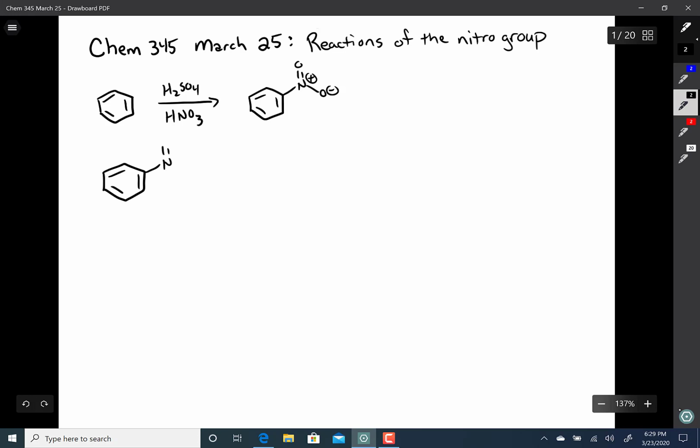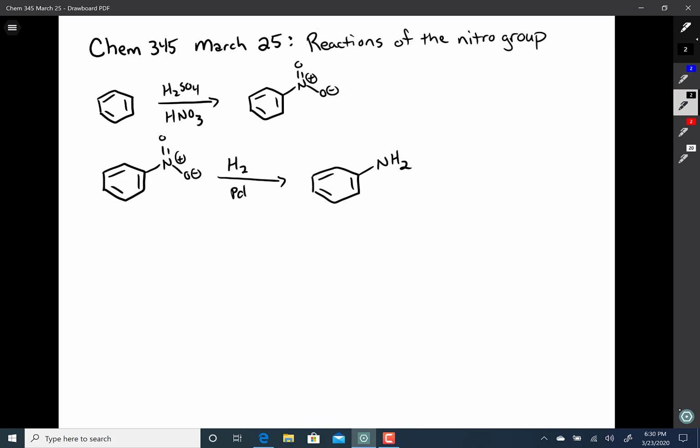you can take the nitro group and you can reduce it with hydrogen and palladium. And you can get an amine out of that. The mechanism's not one that we're going to go over. You don't need to know it. But we have other reduction schemes as well.